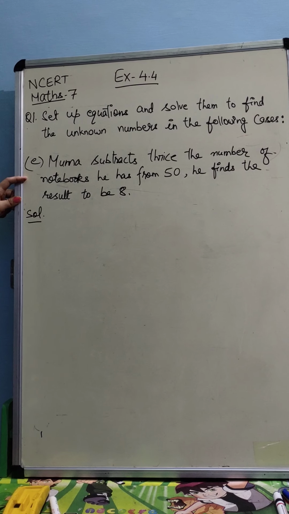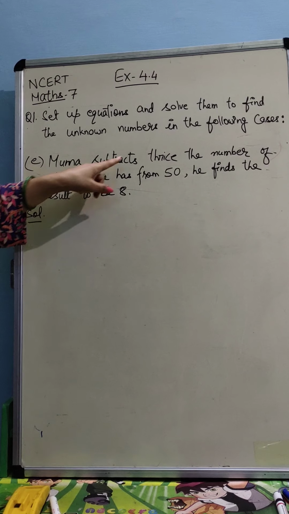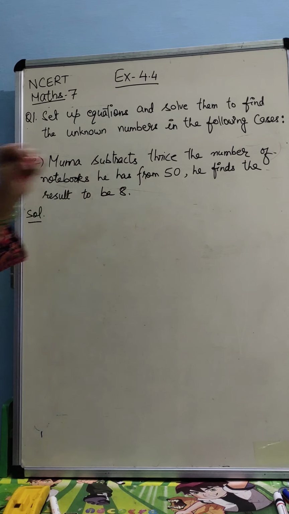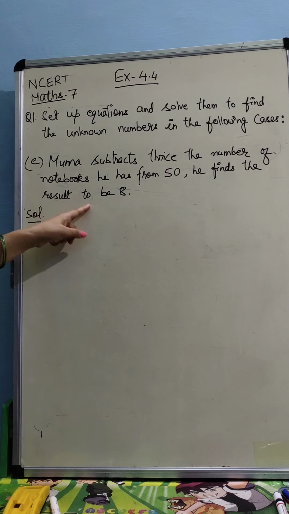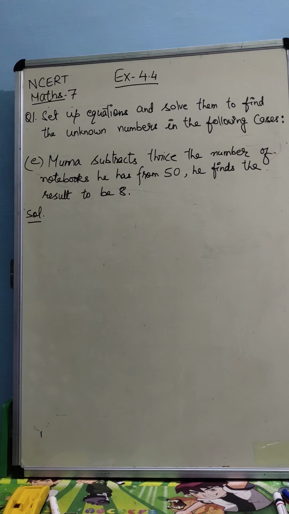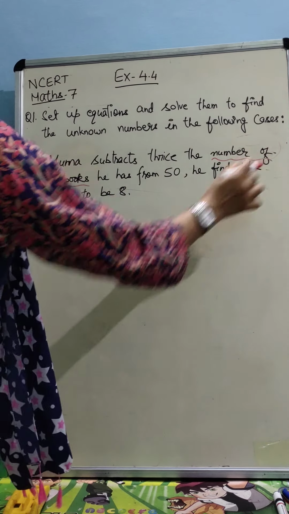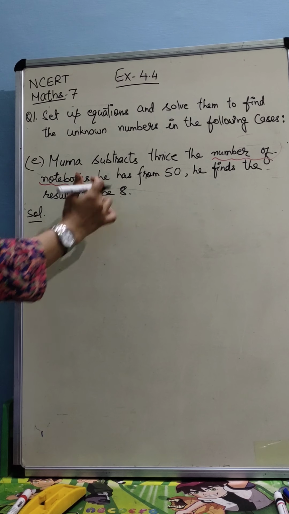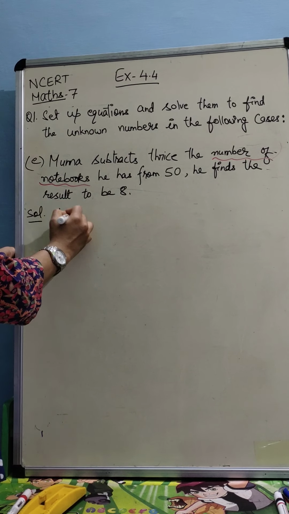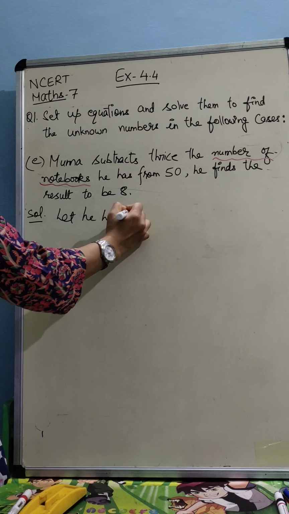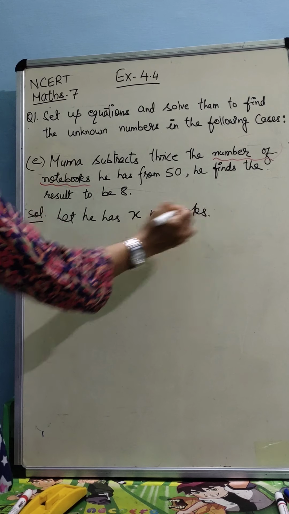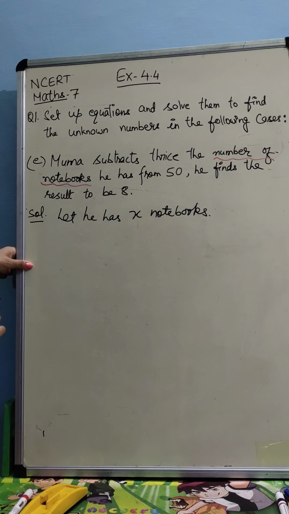Students, now the E part. Munna subtracts thrice the number of notebooks he has from 50. He finds the result to be 8. Okay, so the number of notebooks he has, he has x notebooks. We can take the number of notebooks to be x.